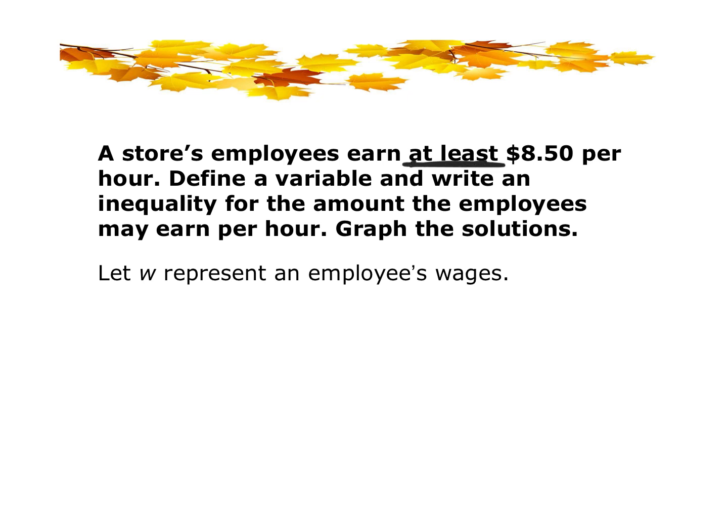At least, again, is the word that they're using. I'm going to write greater than or equal to so I don't forget. Define a variable and write an inequality for the amount the employees may earn per hour. They want us to graph the solution. So in this case, they're telling us what variable they want us to use. So we're going to do W is greater than or equal to 8.50. This means that an employee can earn $8.50 an hour or more.